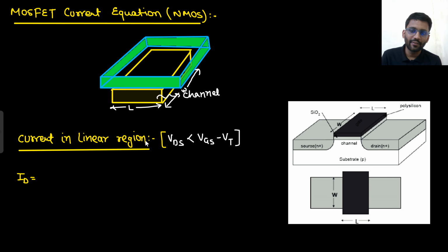So what will be the current equation in the linear region? What is the linear region? When VDS is lesser than VGS minus VT. You will remember the graph. VDS is lesser than VGS minus VT, that means that is the linear region.